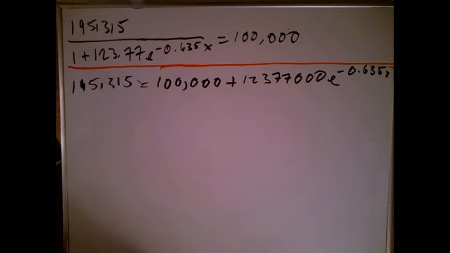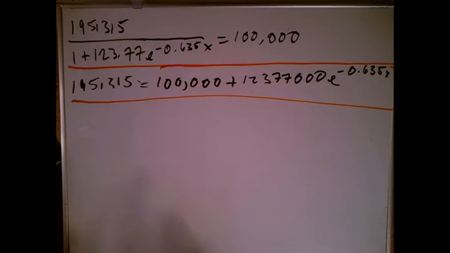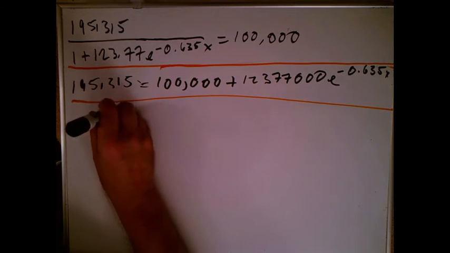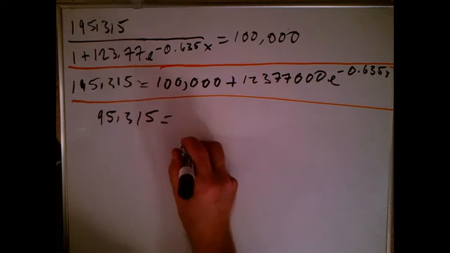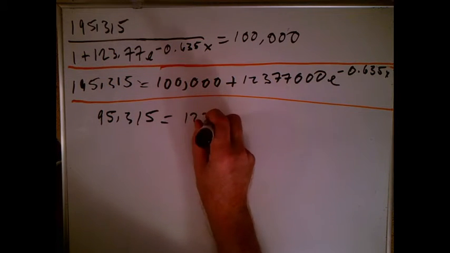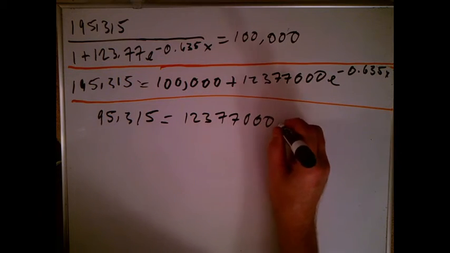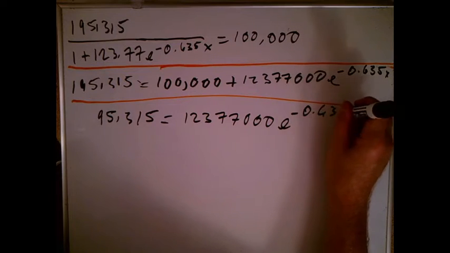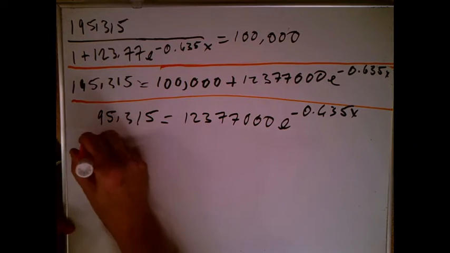Put my little orange line in here so you can see that's a new line. So I'm going to get 95,315, at least my lines are getting shorter, equals 123,770,000 e to the minus 0.635x. Orange line again because we need a new line.